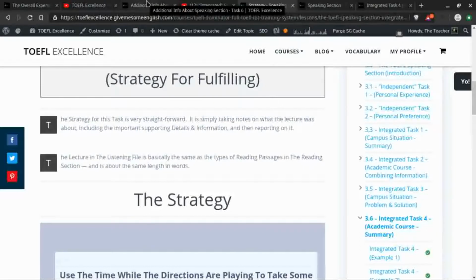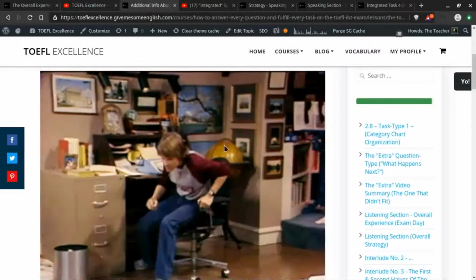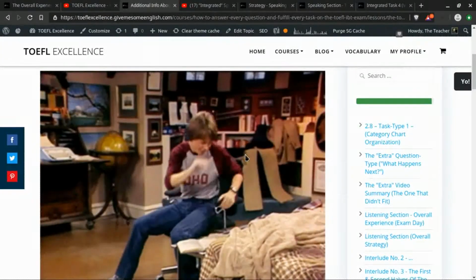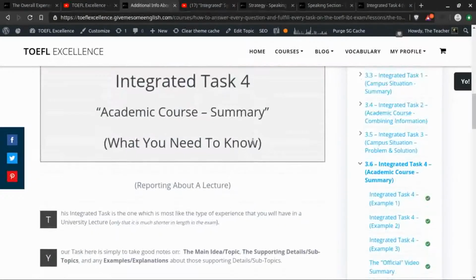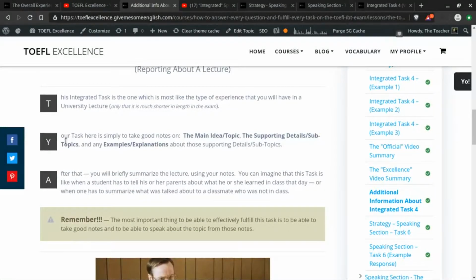So in the last video, I summarized this particular task and what you have to do to handle this task and what to expect. On this page, I summarized it a little bit to condense it. And here, I say that your task is to simply take good notes on the main idea or topic and the supporting details or subtopics.